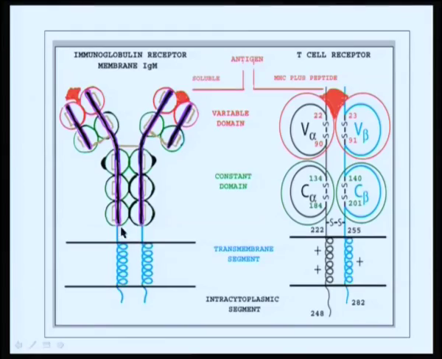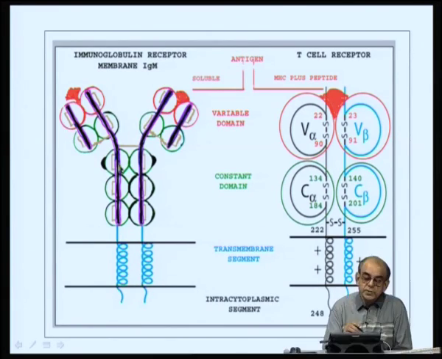Now, looking at the structure of these subunits. Normally the membrane immunoglobulin receptor on the surface of B cells is usually IgM. So, this is the surface bound immunoglobulin receptor. It has a transmembrane segment and a short intracytoplasmic segment. In the constant region of this IgM molecule there are 3 domains, as opposed to 2 domains present on immunoglobulin G.